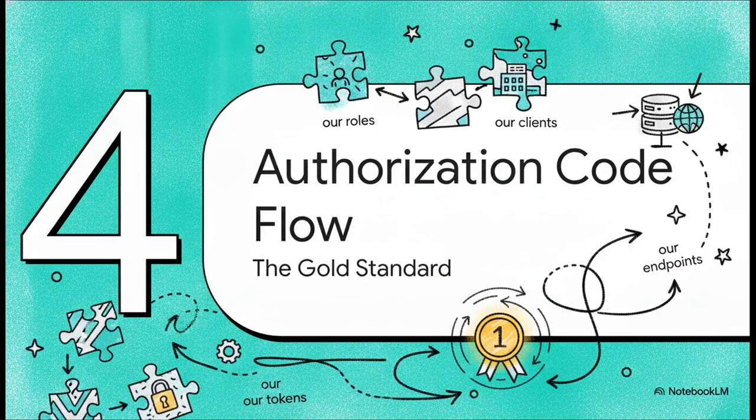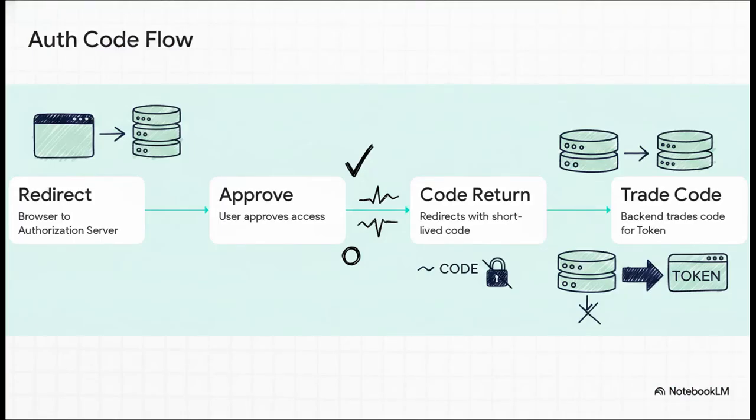All right, part 4, the authorization code flow. Let's put all these puzzle pieces together and see how this builds a virtually unhackable system. This right here is the authorization code flow, and it happens in 2 phases. Step 1, you click Connect. The client application immediately redirects your browser over to the auth server's front door.